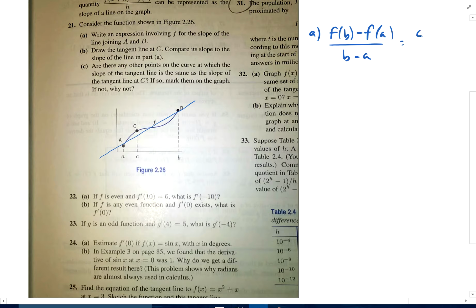Now make sure you're completely aware of why that's delta y and that's delta x, right? If you make this triangle here, you should recognize that this is f of b minus f of a, and this is b minus a. All right.